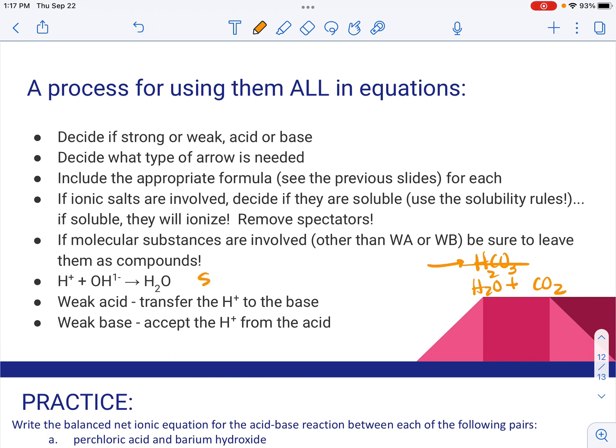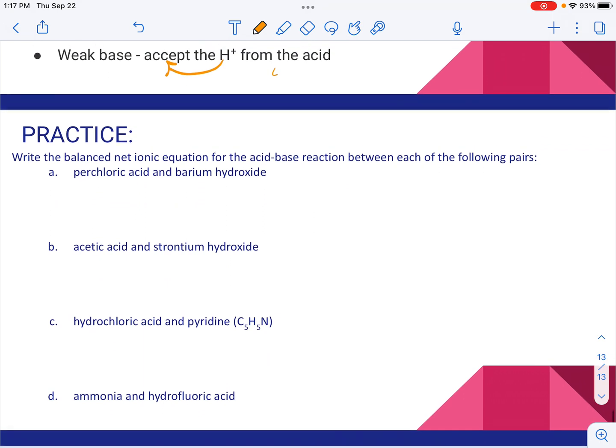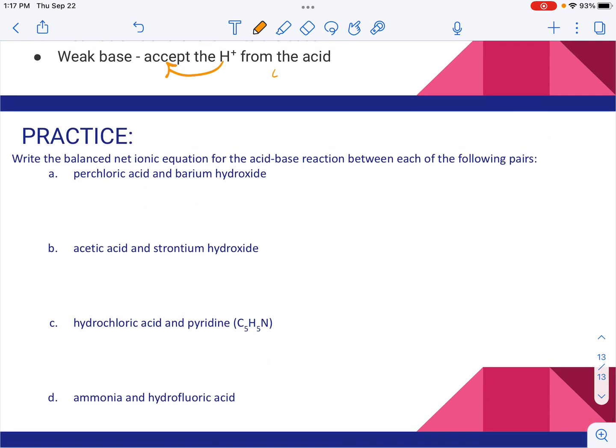If this is strong acid, strong base, it's going to just be this. But if it's a weak acid, then you're transferring your hydrogen ion to the base, and if it's a weak base, then you're accepting the hydrogen ion from the acid. So you want to kind of picture that process. The easiest way is just to show you a few. Take a second to write these examples, so stop the video if you need to.